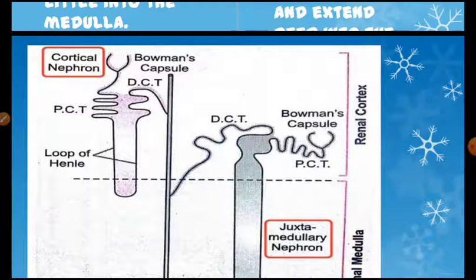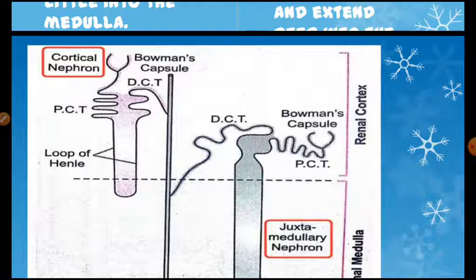When we see the structure of a nephron, each nephron consists of 6 successive parts. The first one is the renal or Malpighian corpuscle. Second is the proximal convoluted tubule. Third is the thin segment, loop of Henle. Fourth is the proximal straight tubule. Fifth is the distal straight tubule, and sixth is the distal convoluted tubule. Here you can see PCT is proximal convoluted tubule and DCT is distal convoluted tubule.